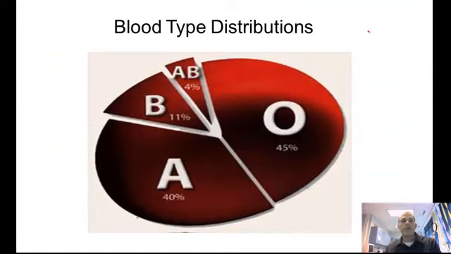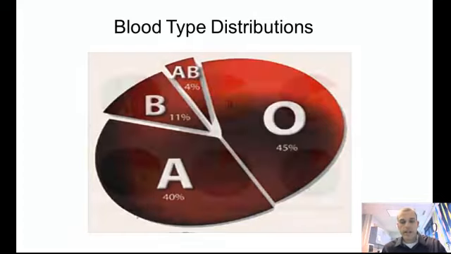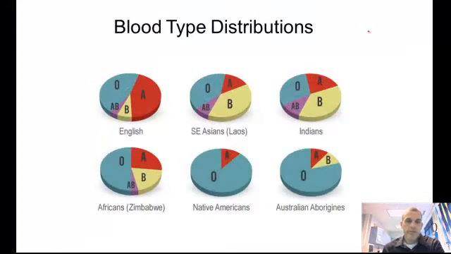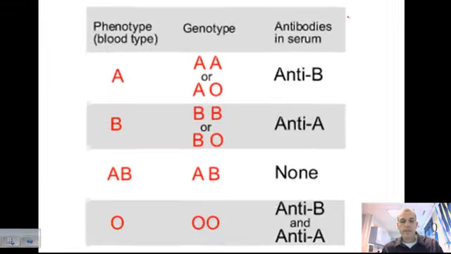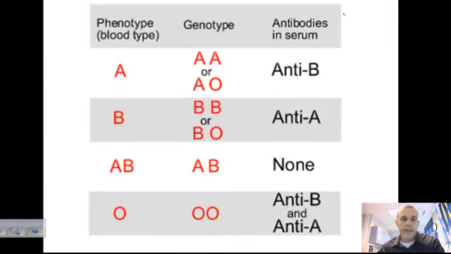This slide here shows you the blood distribution throughout the United States. And the second one I have on here is the distribution of blood types throughout the world in a few different areas, so you can see how the blood types are distributed. Again, a little summary sheet.